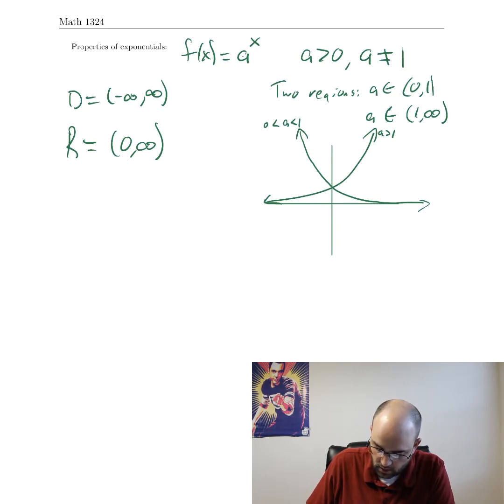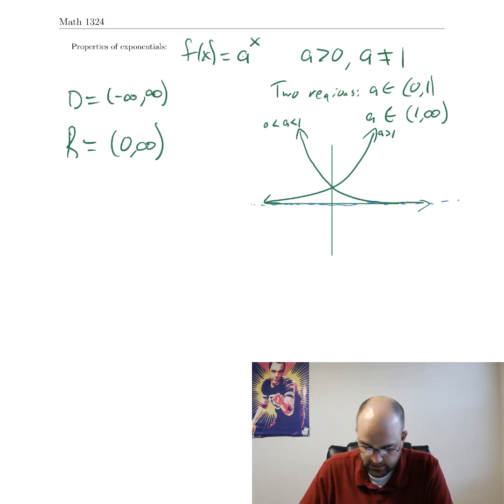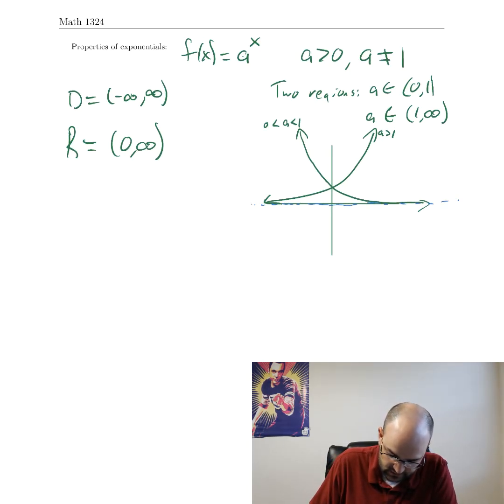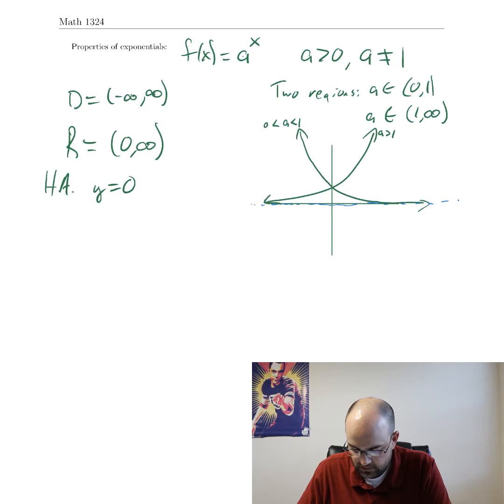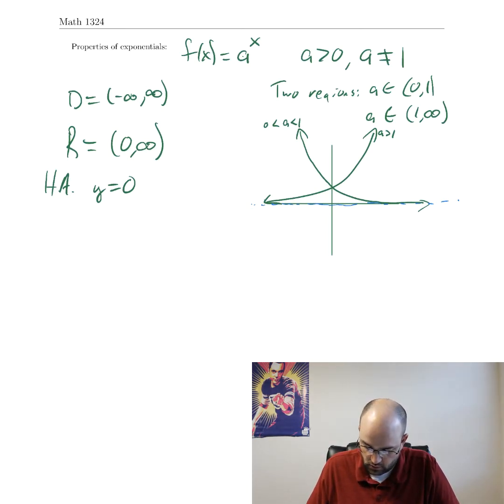Also, we have a horizontal asymptote. So we have a horizontal asymptote of y equals 0. In other words, the x-axis is a horizontal asymptote. And that actually helps us with the range because this function can go all the way down. It's getting really close to the x-axis, but it's never actually going to touch the x-axis. It's never going to equal 0. Same thing for this one. It's just never going to touch 0 in this direction.